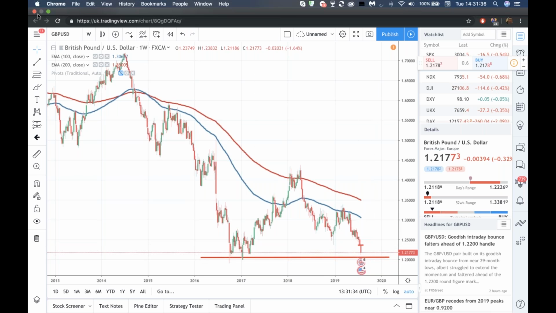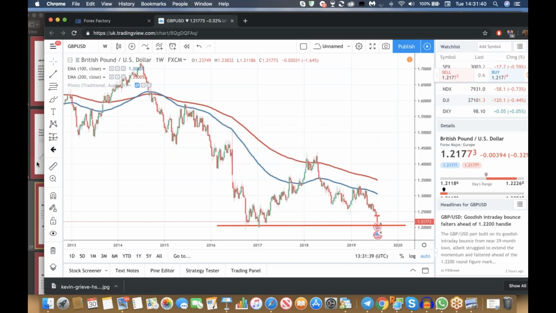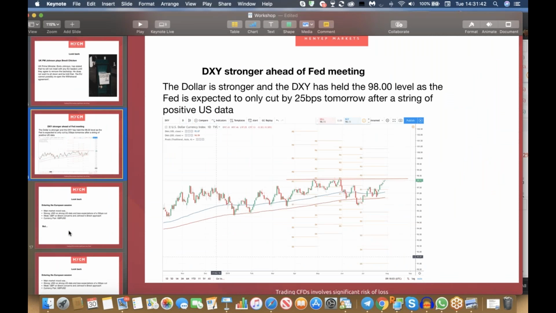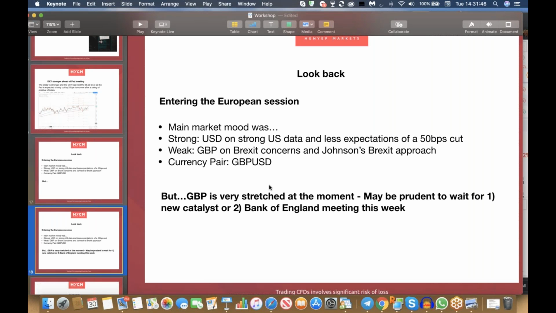So the kind of lesson of the pound is, as I put here, this is the currency, but the pound is very stretched at the moment. So in these scenarios, it may be prudent to wait for a deeper pullback, a new catalyst, or maybe the Bank of England meeting this week. So there's a few things ahead that we can start looking forward to.